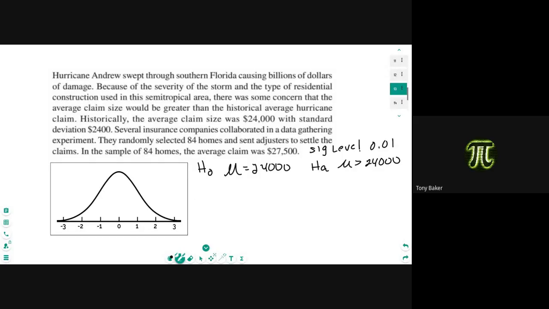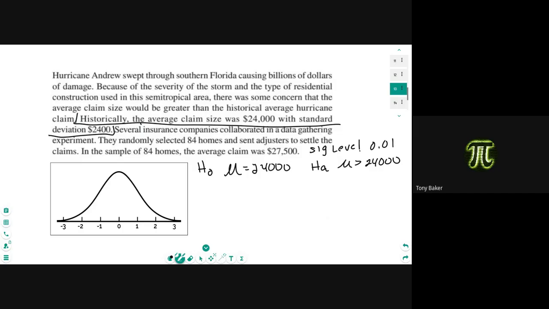Are we using T or Z? Z because it's over 30. It's Z because the standard deviation is for the population. It says historically the average claim size is 24,000 with a standard deviation of 2,400. That's talking about the population. So it's Z.